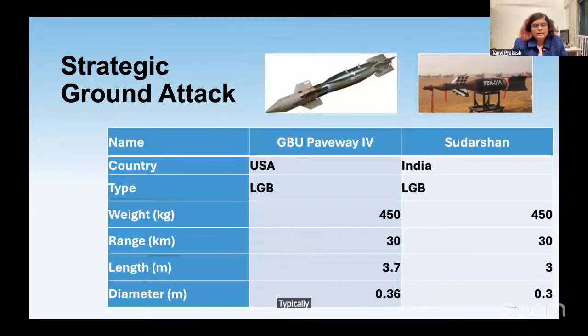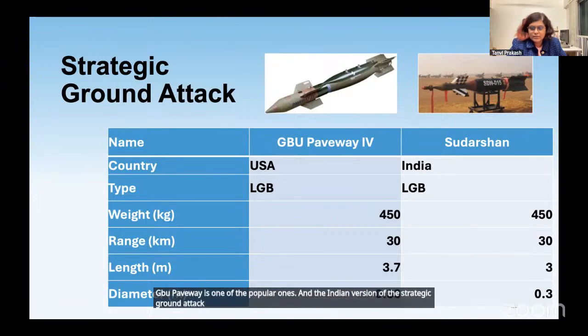Typically, these are the popular ones that are there right now. The GBU Paveway is one of the popular ones. And the Indian version of the strategic ground attack weapon is the Sudarshan, which is developed by DRDO.